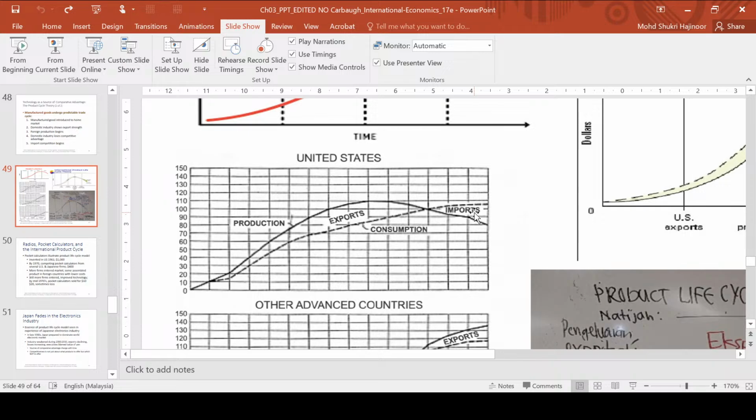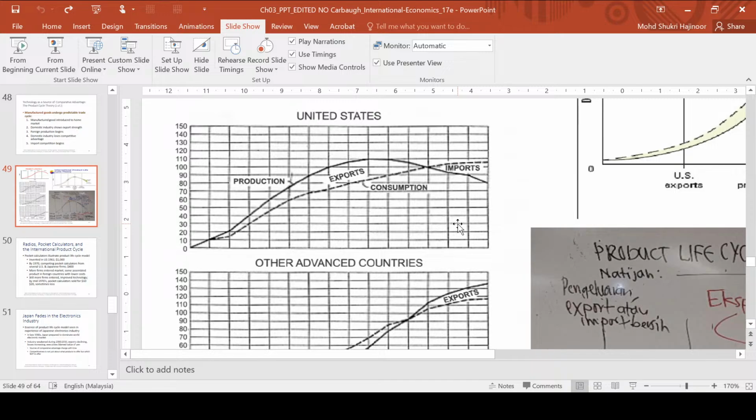TV was a product that only the United States had the technology and capital to produce during those times. Now, the United States imports that same product, TV. Of course, a better TV today. Other advanced countries: consumption increases, so import; production increases, so export. Less developed countries: imports, and finally export.